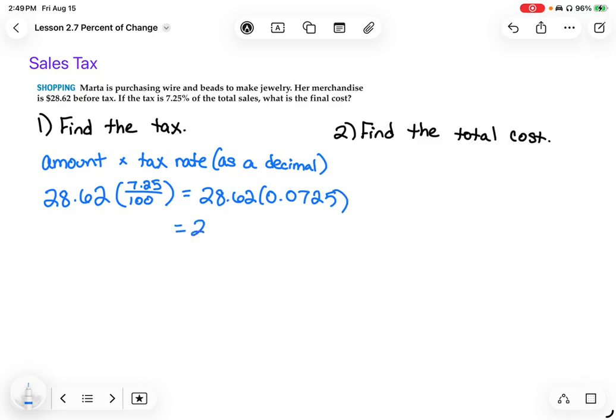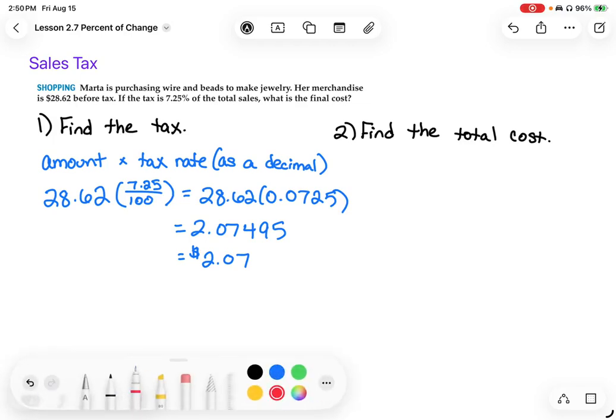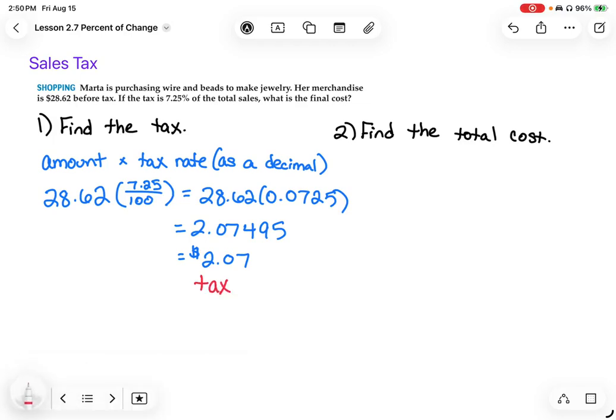And if you do that, you get 2.07495. And that is the tax. And we're going to go ahead and round that to, let's say, $2.07. Now, $2.07 is not the answer. $2.07 is just the tax. It's very tempting to say, "Oop, did it, $2.07, the end." But it doesn't make sense for the final answer to be $2.07.